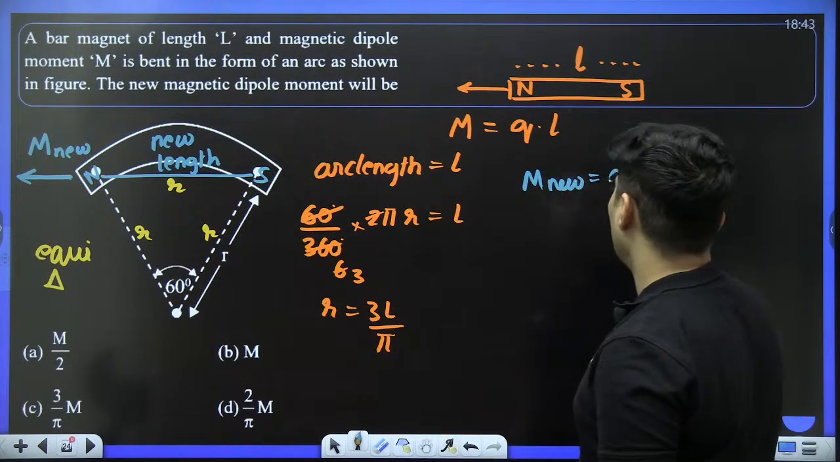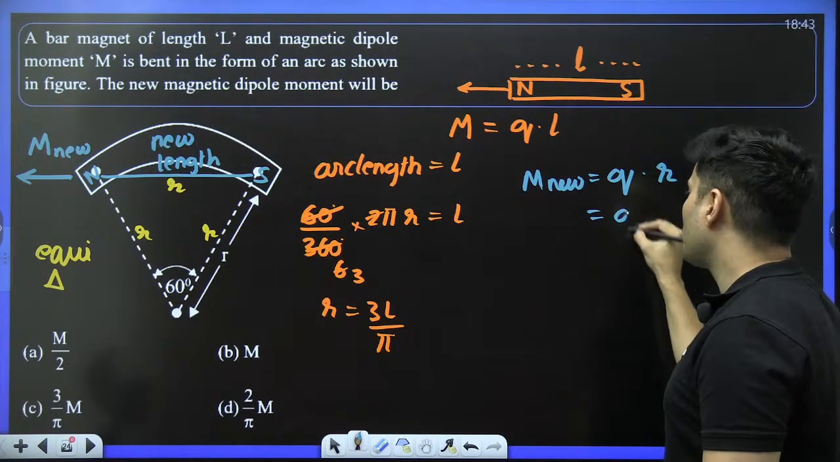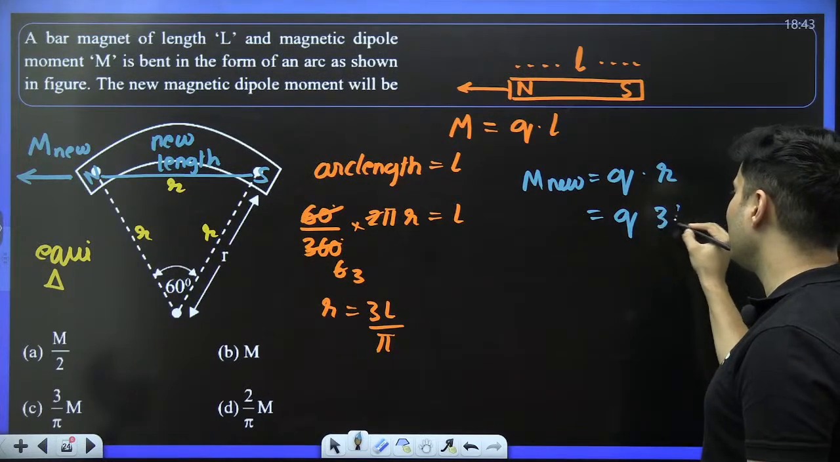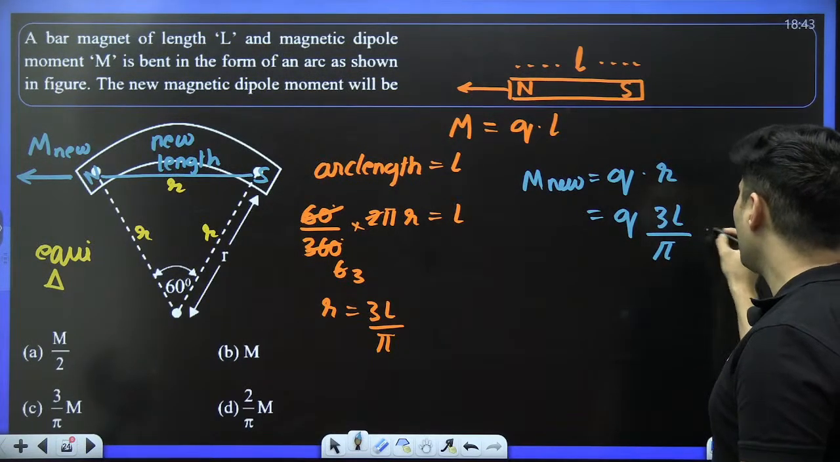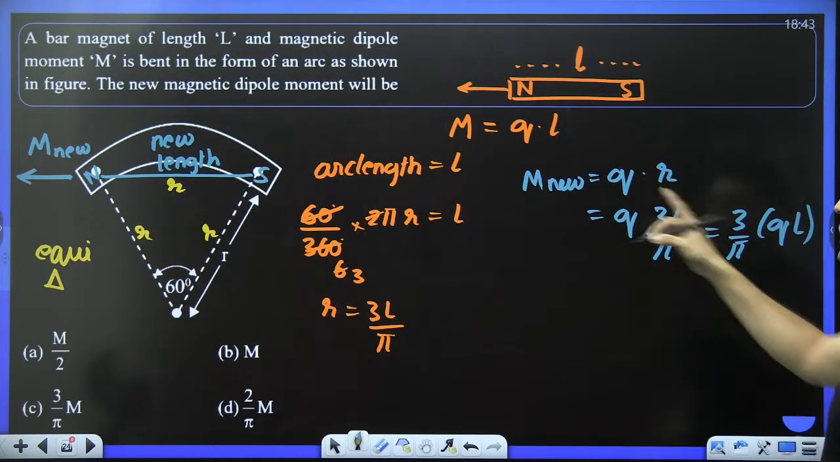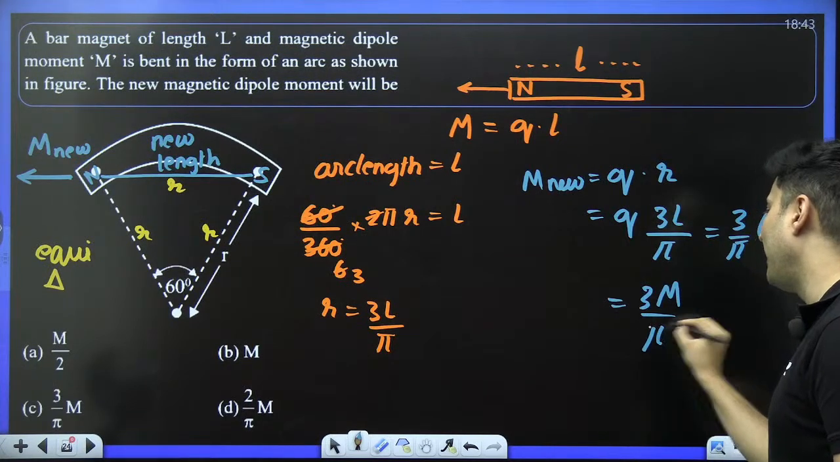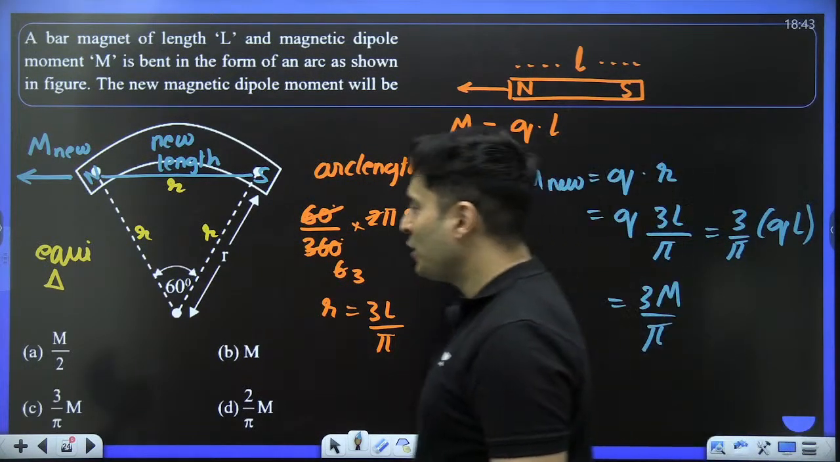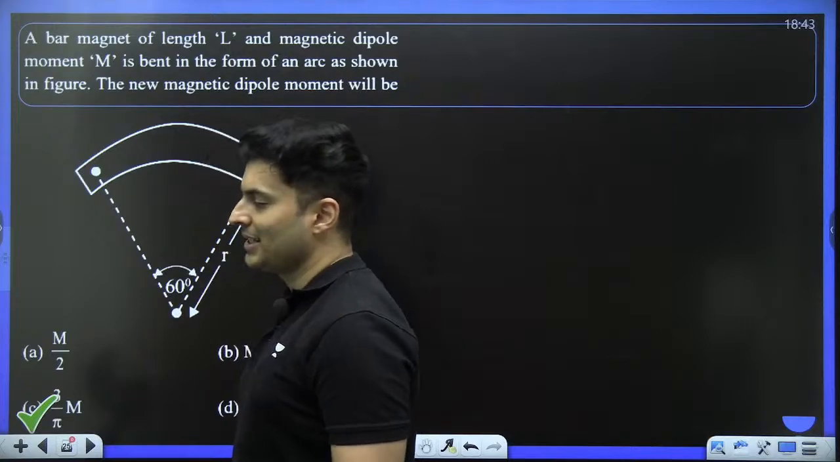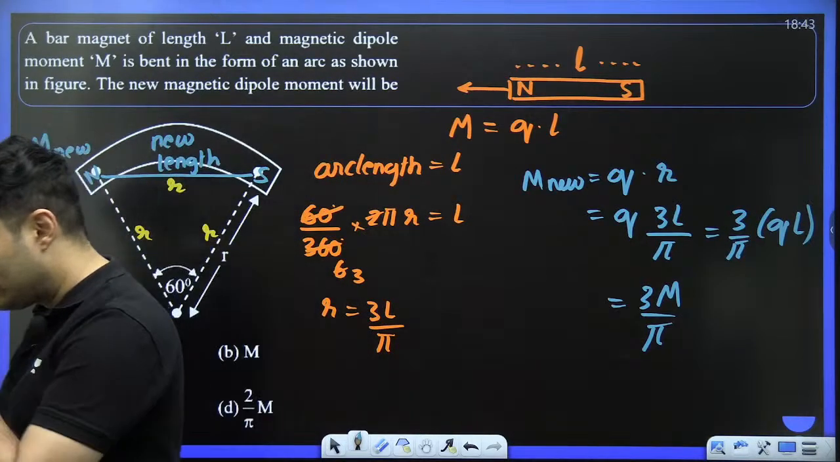It is the same North Pole, that means same charge. The length now is basically R. So instead of R, you can put 3L by pi, which you can also write as 3 by pi into QL. You just know Q into L is M. So it will be 3M by pi, which is nothing but option C. Very good. Very nice.